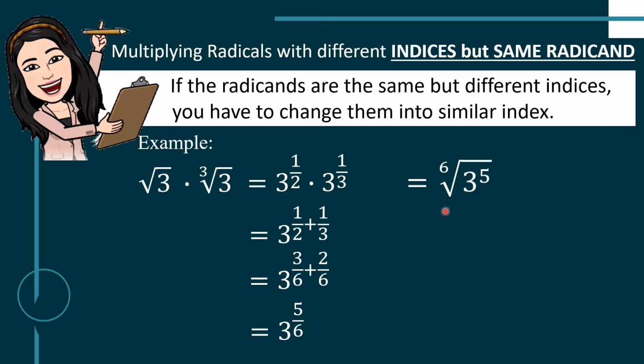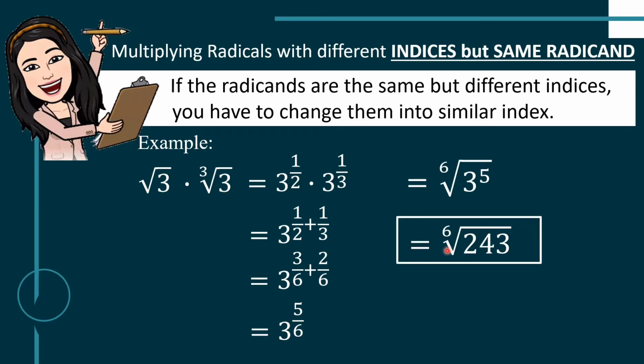So, therefore, ang 3 raised to 5 ay pwede pang i-simplify into 3 times 3 times 3 times 3 times 3, 5 times. What is the answer? So, that is 243. So, kopyahin lang ulit yun sa radicand. So, therefore, the final answer is 6th root of 243. Kapag pala pinag-multiply itong dalawa, ang magiging sagot ay 6th root of 243.